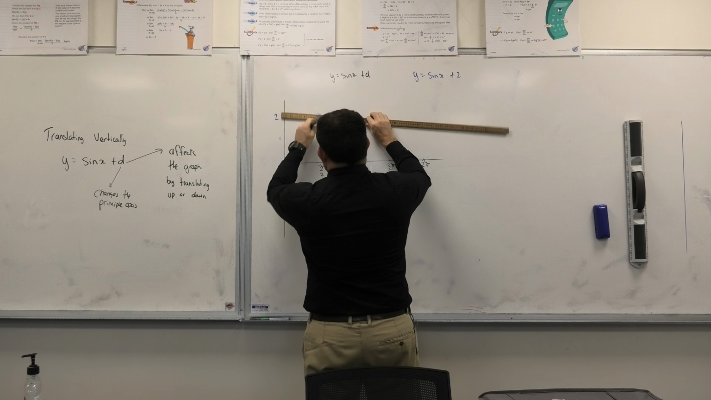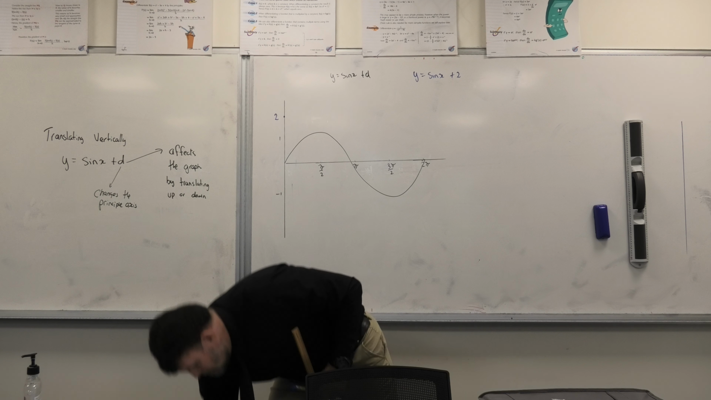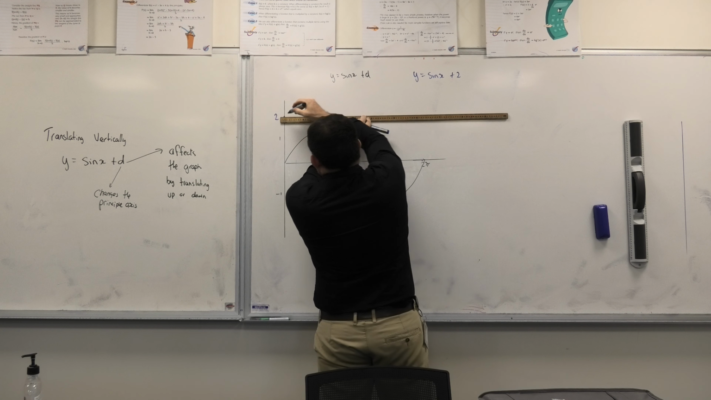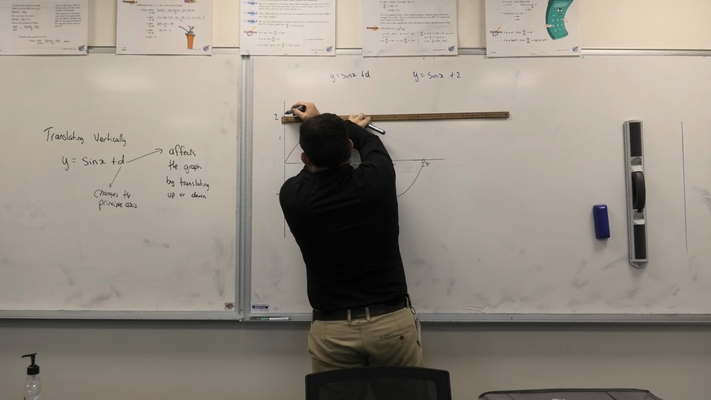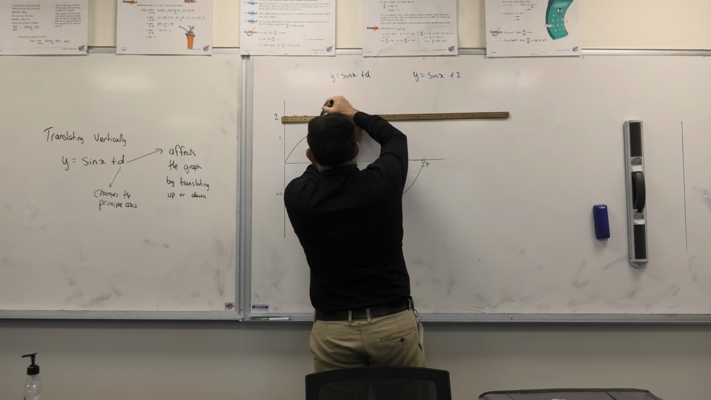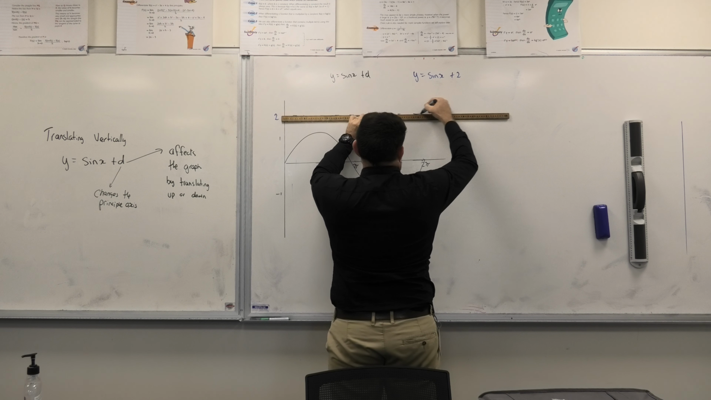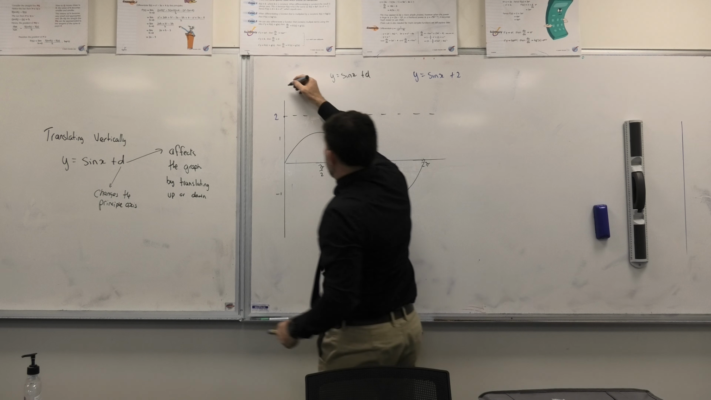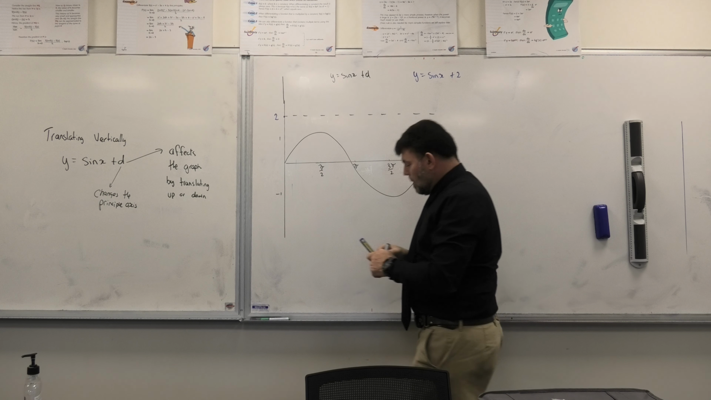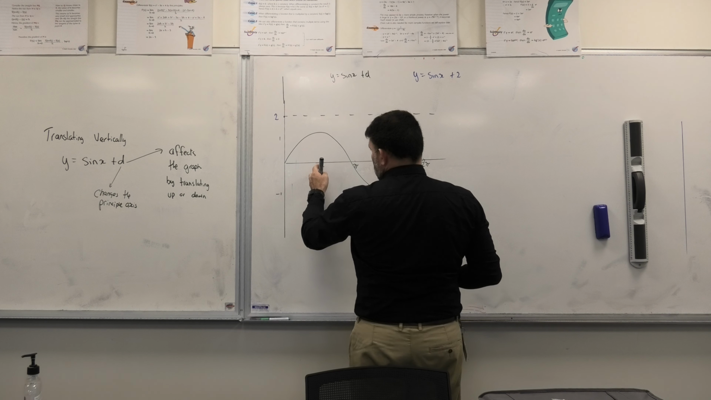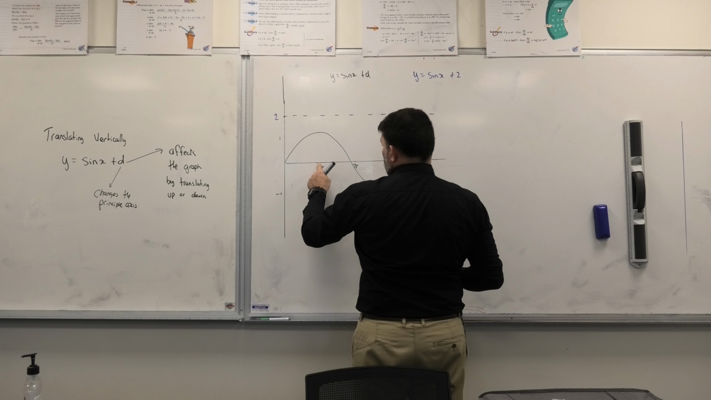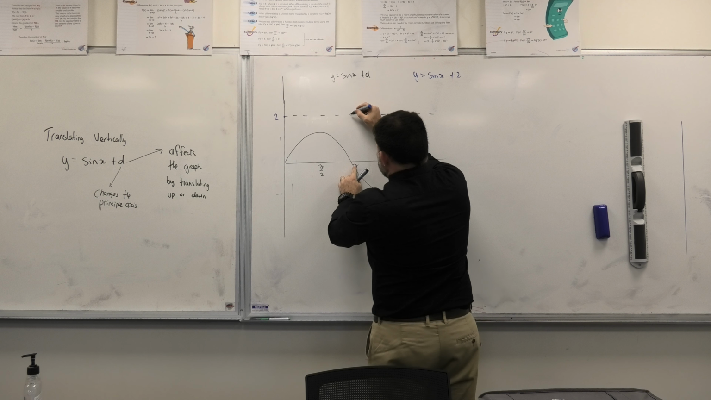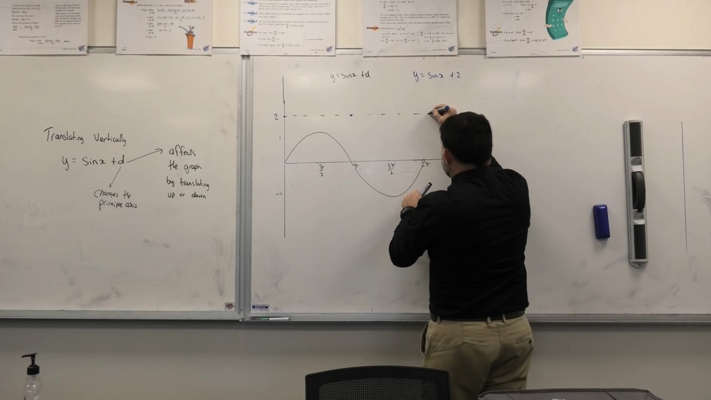Let's try that again. Threw our pen everywhere. So if we put a dotted line, if I can get this nice and straight, I now have a new principal axis. And all I'm doing here is everything here will now change up. So my starting point is here, my next intercept will be here, and I will finish here.